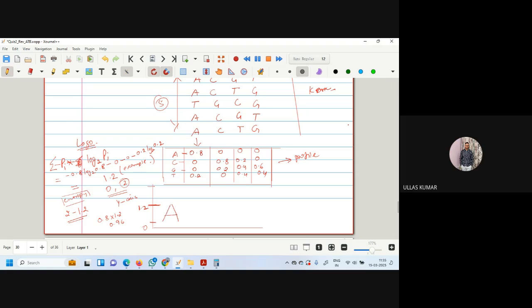Sir, why are we only considering first column probabilities only? No, we have considered all this, no? All four. We are building for this first. Okay, now we have got A and now we will get T, rest everything is 0.